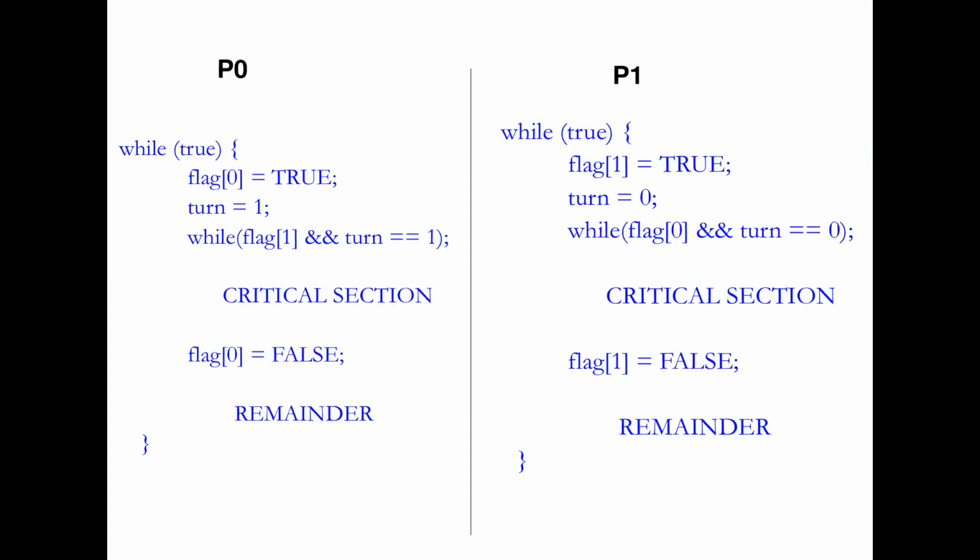On the other hand, because turn is now 0, P0 can break from this loop and enter the critical section. You see, P0 initially set turn to 1. So initially P0 was also stuck in the loop. But because P1 set the turn variable later, now turn is 0, and P0 can finally break from this loop and enter the critical section. But P1 at the same time cannot enter the critical section. So that's how it works, right?